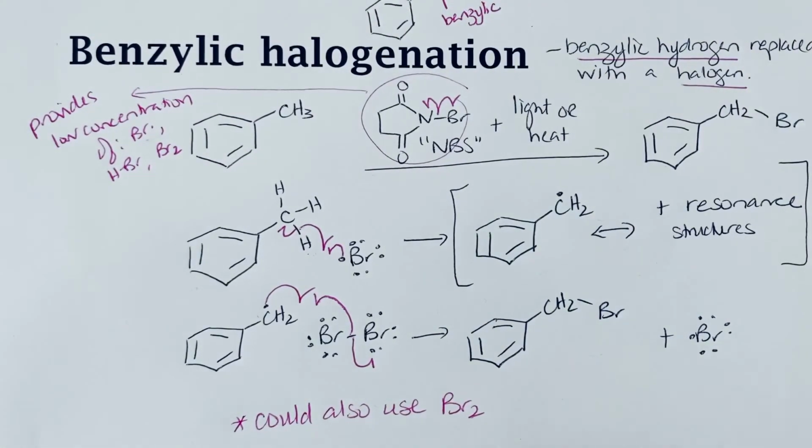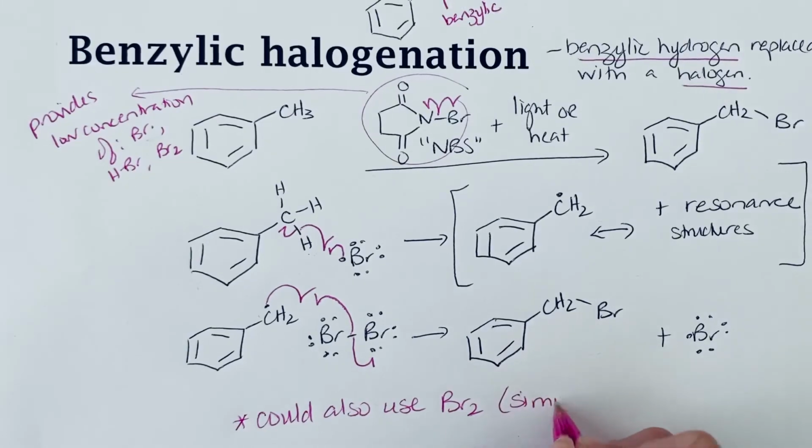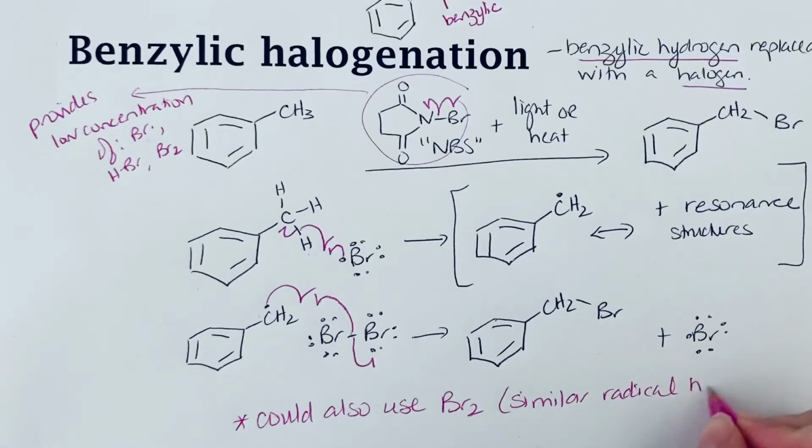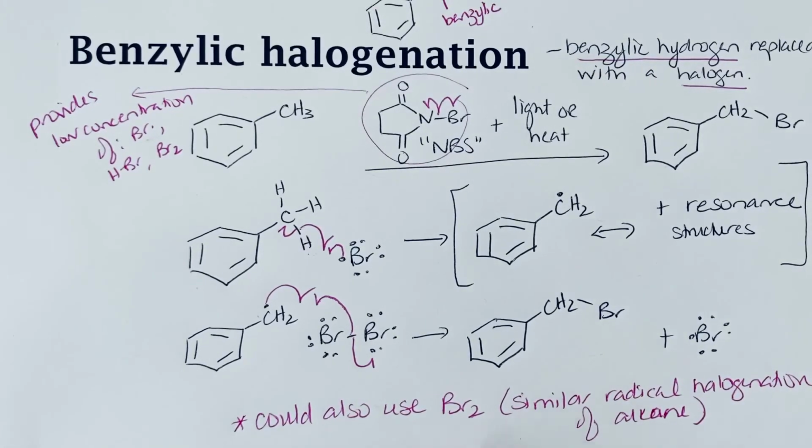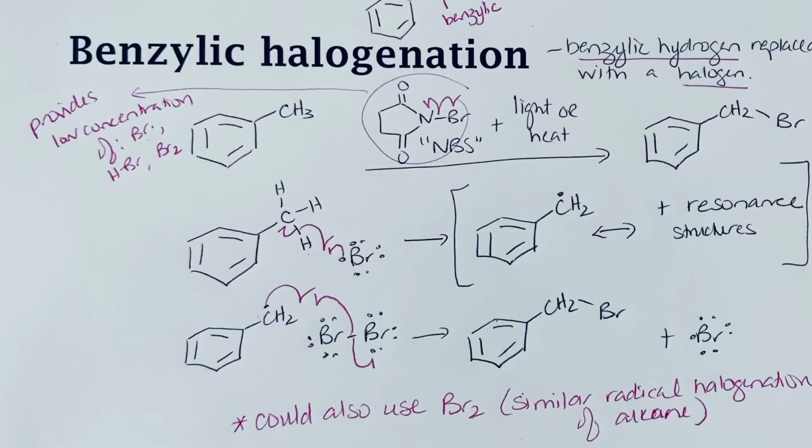We could also use basically the same conditions that we see for a radical halogenation of an alkane. We could not do that for allylic halogenation because the pi bond itself might react with the Br2. Here with a benzene ring, we don't usually see the benzene react with Br2 unless it's a very activated benzene ring or we have an additional catalyst in there.